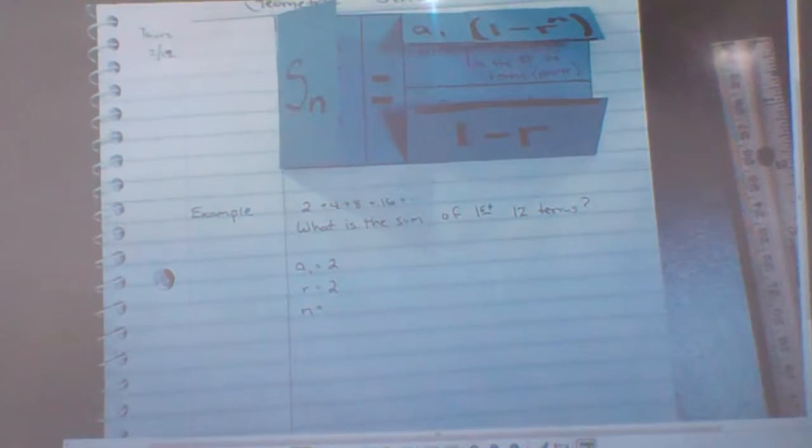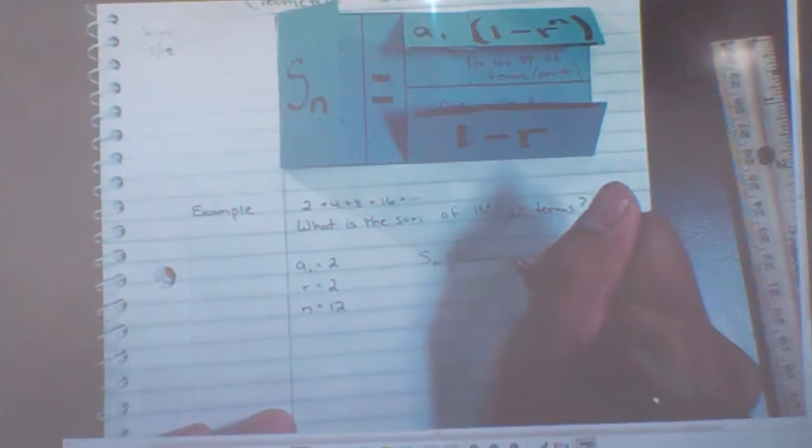Okay. Our first term is what? 2. What is the pattern in the sequence? Times 2. So that's also coincidentally 2. They won't always be the same. And what is n in our case? 12. Right. That is the number of terms.